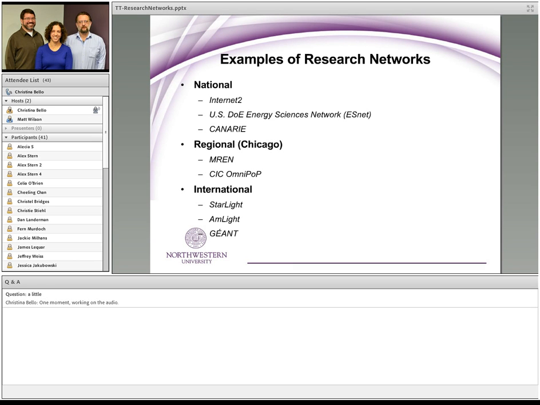We're also very fortunate to have international high-speed backbones. StarLight, which I'll talk a little bit more about in a couple of slides, is actually housed at Northwestern on the Chicago campus. But there are other networks such as AmLight, which connects North and South America, and GÉANT is in Europe. It's essentially an equivalent to Internet2, but it's multinational as it spans European nations.